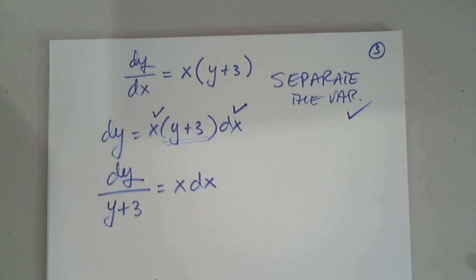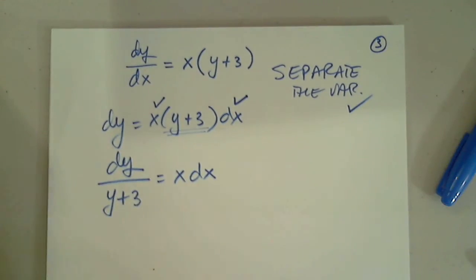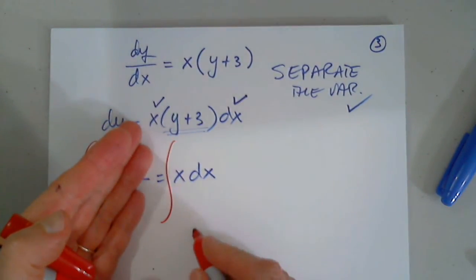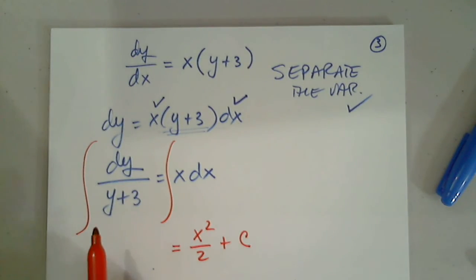After I separate the variables, what is my next step, next in line? What am I doing next? Very good. This side is easy, it is x squared over 2 plus a constant c. Let's think about this side.